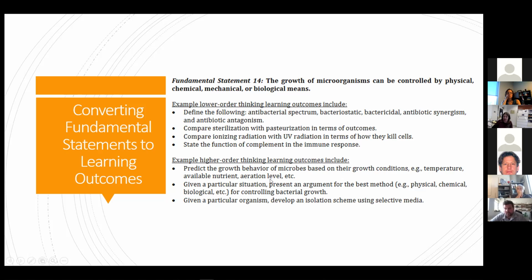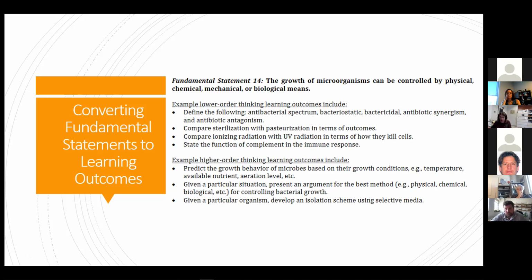And the example of higher order thinking skills would be predict the growth behavior of microbes based on their growth conditions. If I lower the temperature, if I lower the nutrient count, if I aerate them versus not aerate them, what's going to happen? Given a particular situation, present an argument for the best method of controlling bacterial growth. So this would be our story problem.